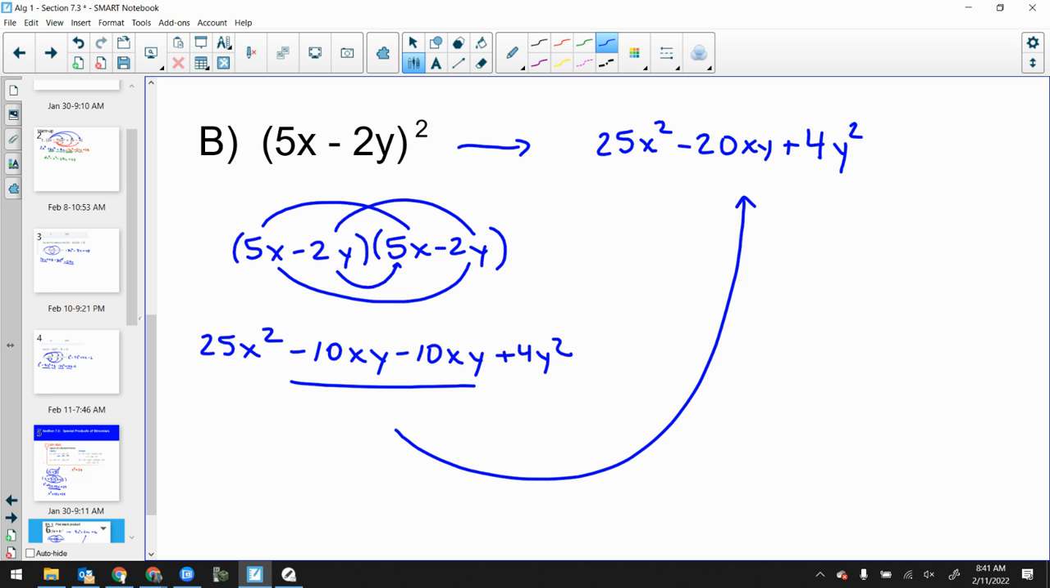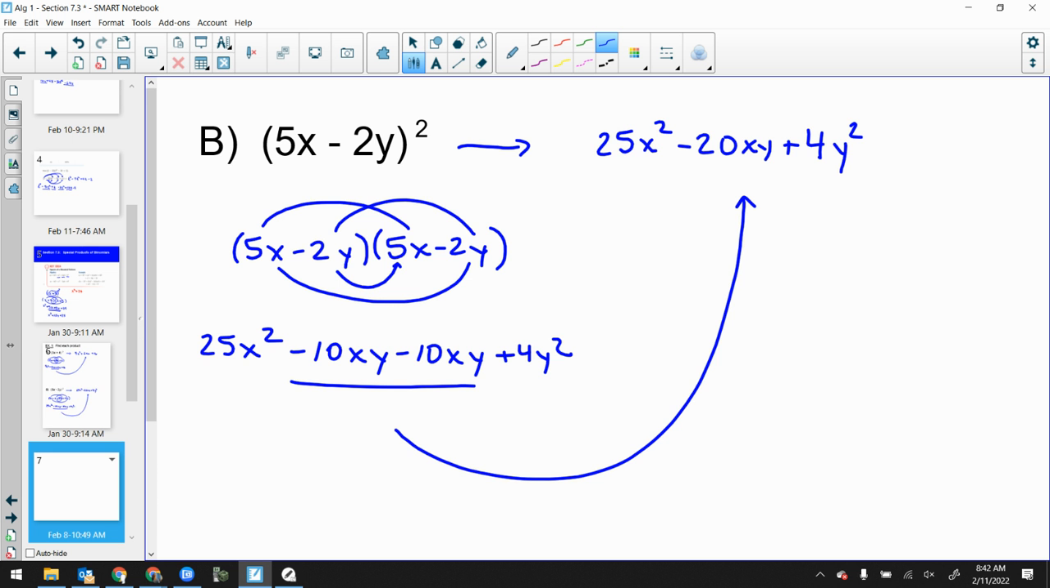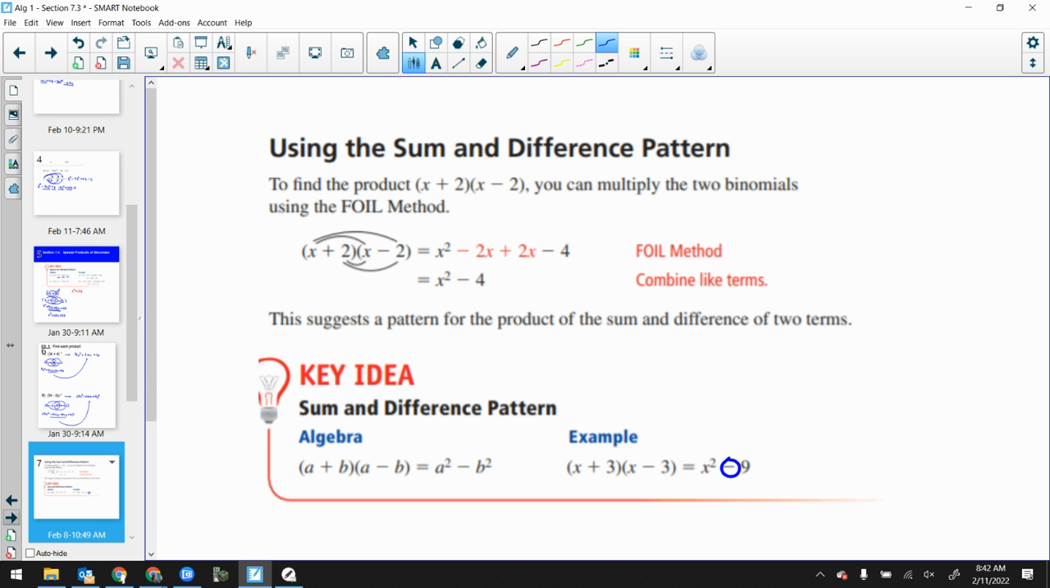Now, this next trick I use every single time. I never foil these next ones. It's called a difference of squares.